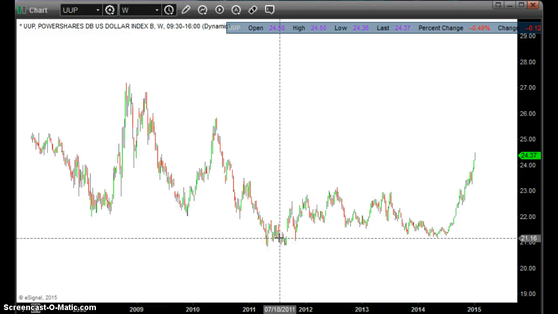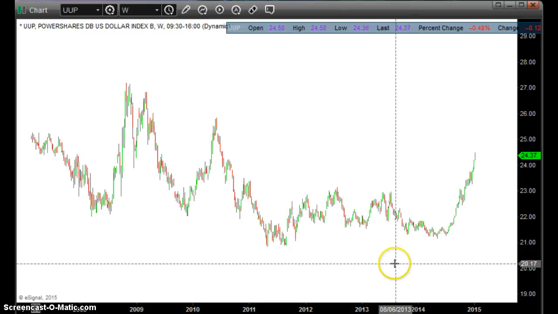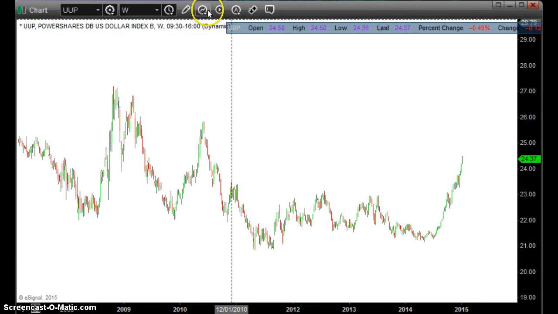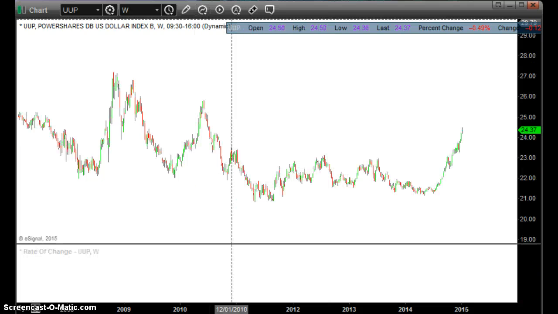Now, I think structurally the dollar here is ready to make a much more important move through a multi-year lens. However, from a near-term perspective, it increasingly looks as if the dollar is getting to be overbought.